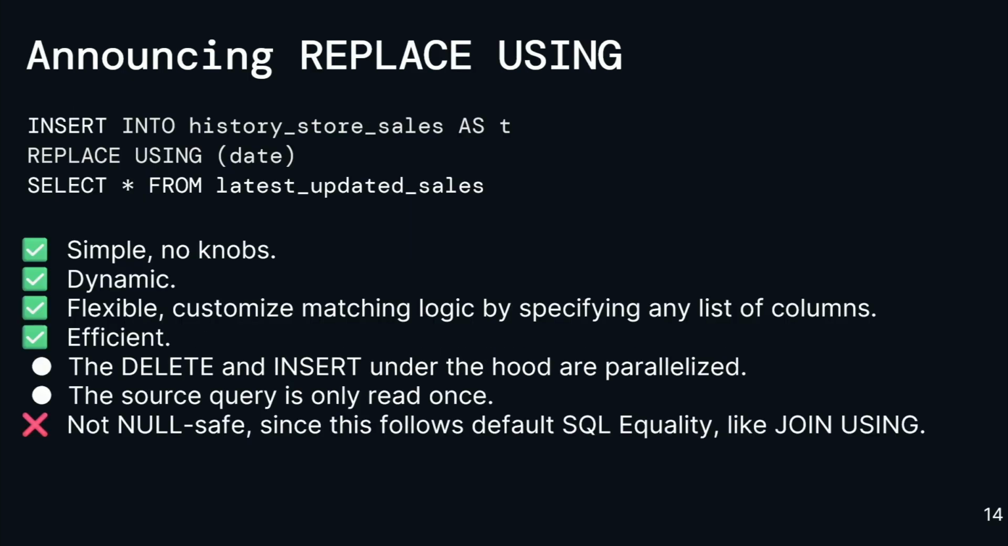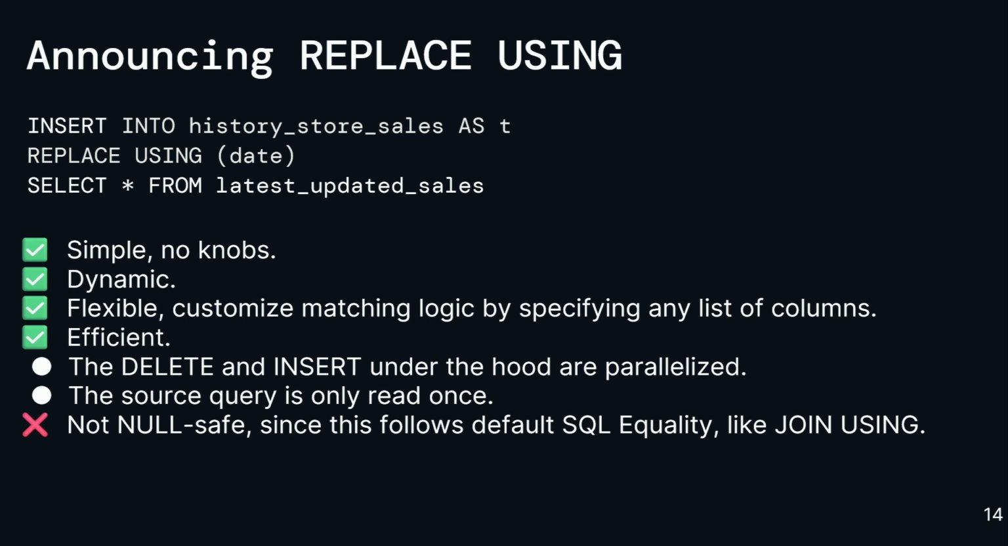Replace using is simple. It has no knobs. It's dynamic. It's flexible. You can customize the matching logic by specifying any list of columns, not just a list of partition columns. And it's also efficient. Replace using also has a delete and insert like replace where, and we also parallelize the delete and insert. And also we ensure the source query is only read once.